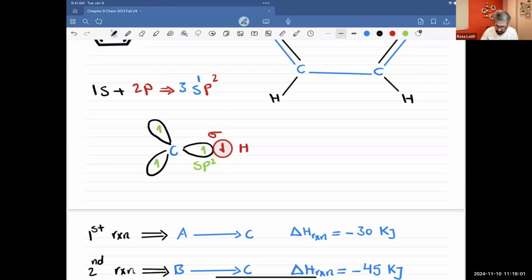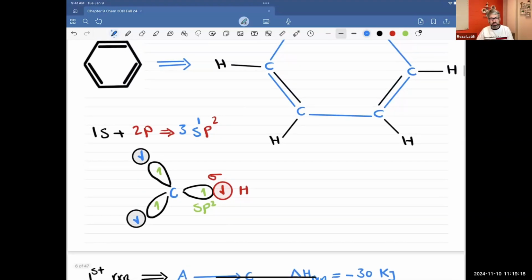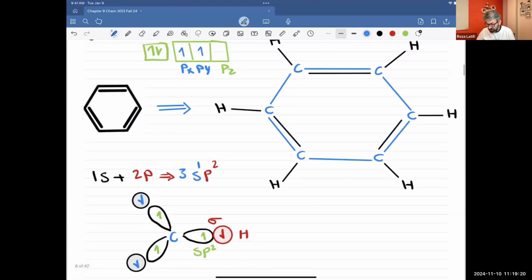And then the carbon neighbor atoms. Okay, so we do have some carbons. This is another carbon, that's another carbon. Those carbons will come with 1 opposite spin, and they will give us sigma. So right now we used 3 electrons out of 4, and we made 3 sigma bonds. Let's show the 3 sigma bonds.